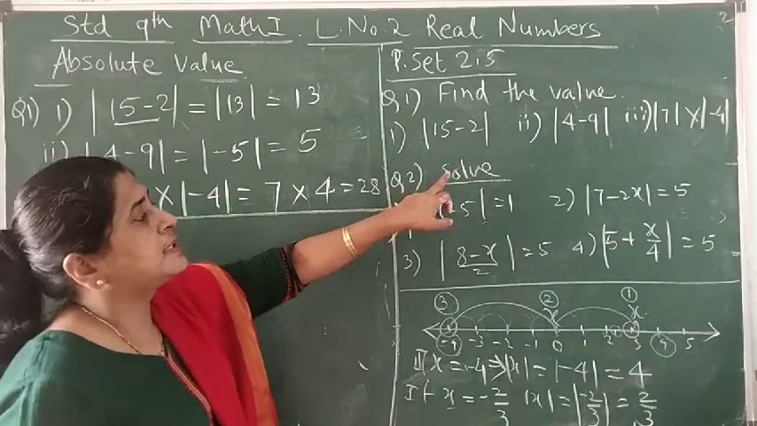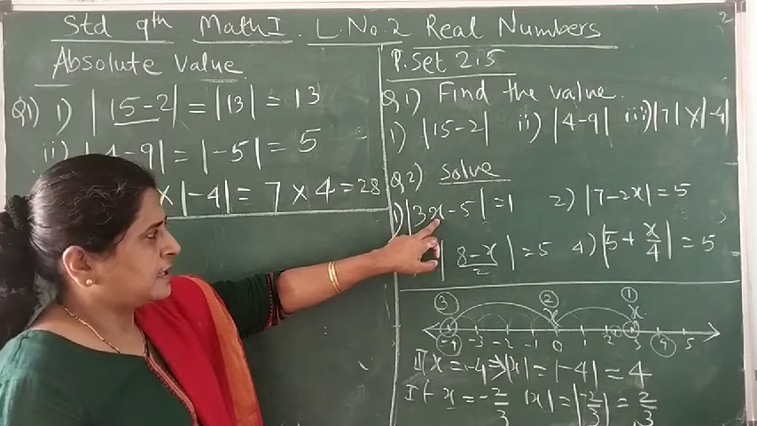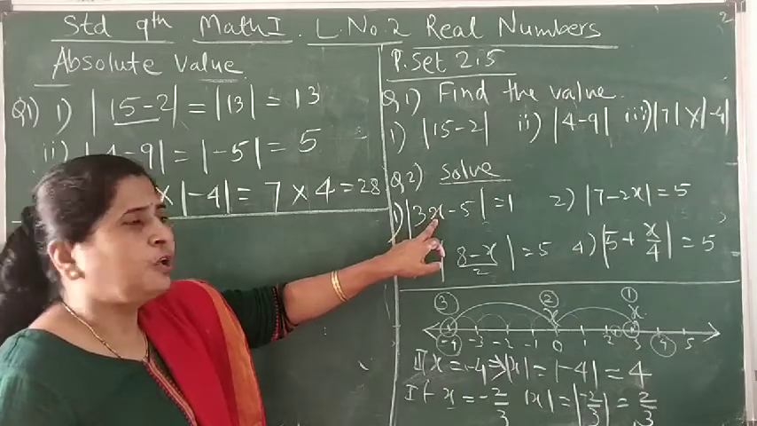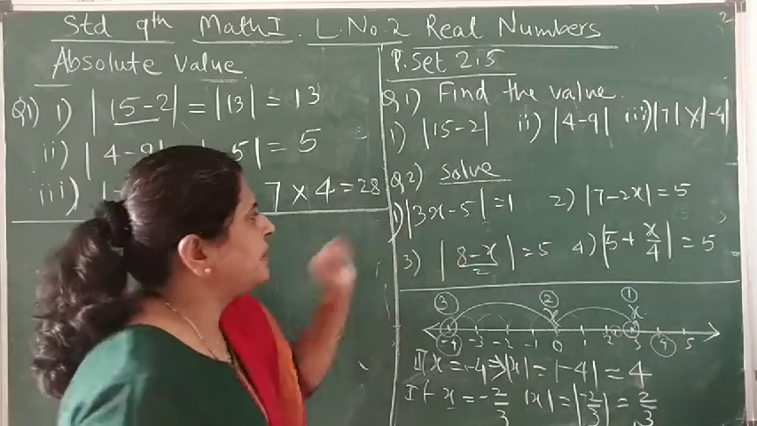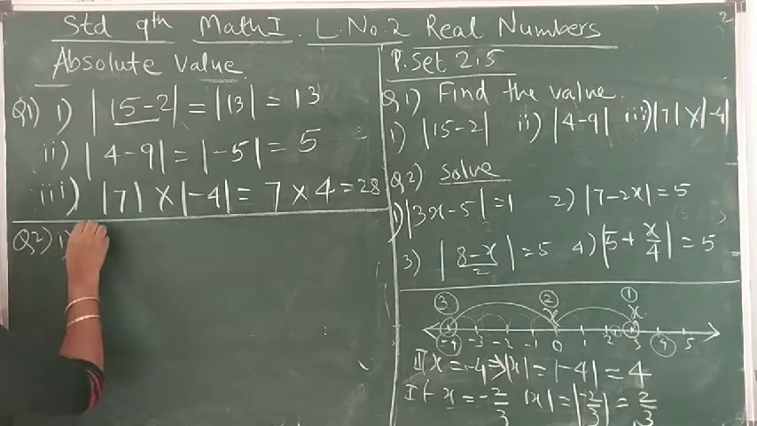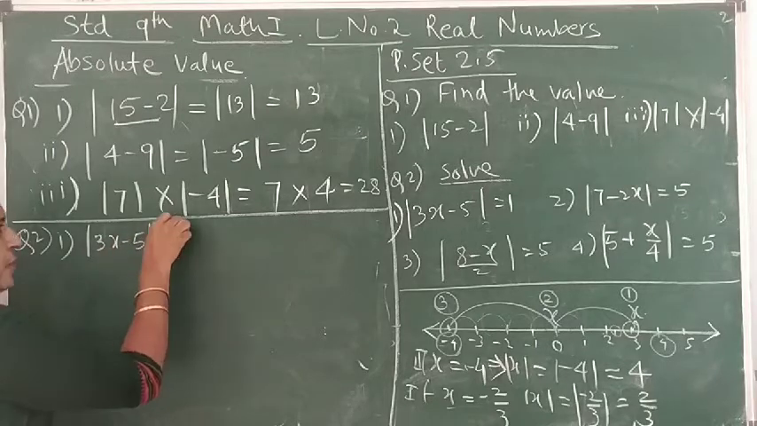Now how to solve question number 2? Question number 2 is solve. And here we can see some variables are used, x. Solving this means finding the value of the variable which will satisfy the given condition. So question number 2, which we have to solve, is the absolute value of 3x minus 5 equals 1.